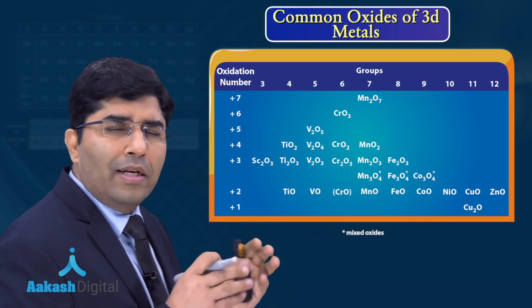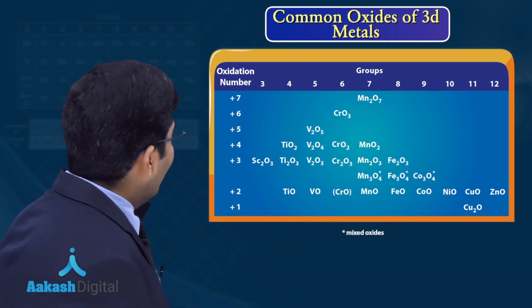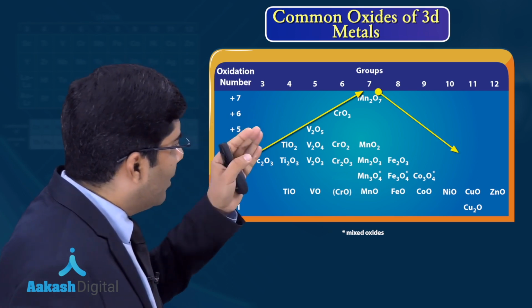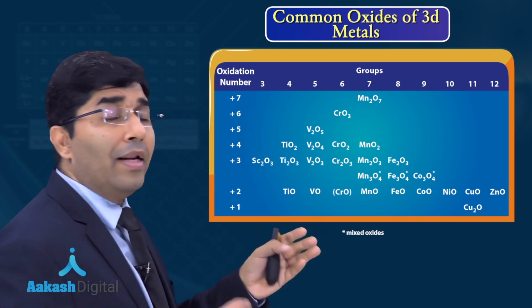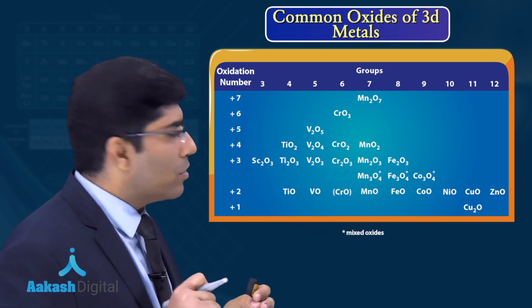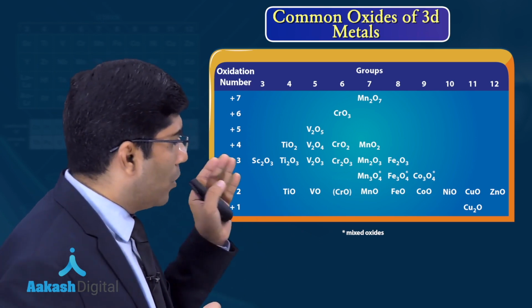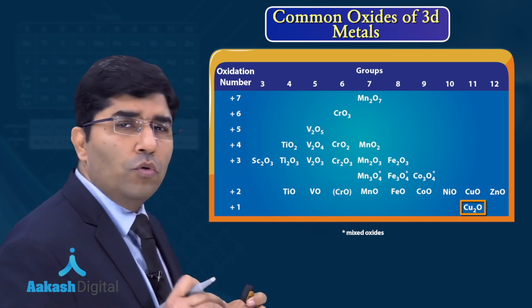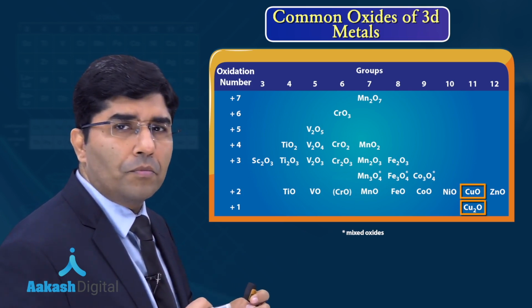Meaning the number of oxides first increases, then it decreases. Yes, copper is forming two different oxides, that is cupric oxide and cuprous oxide, CuO and Cu2O, right?